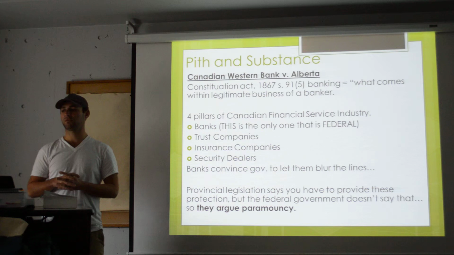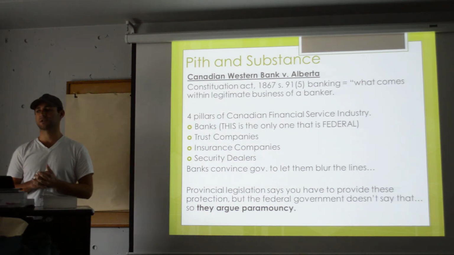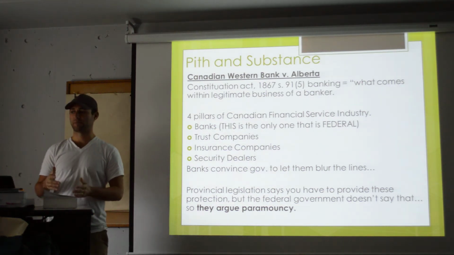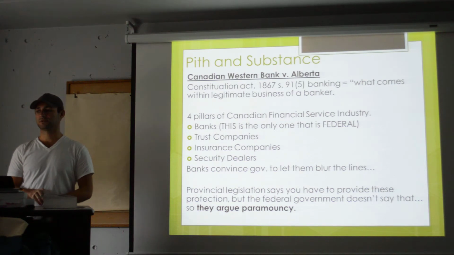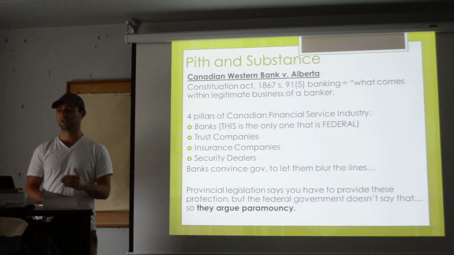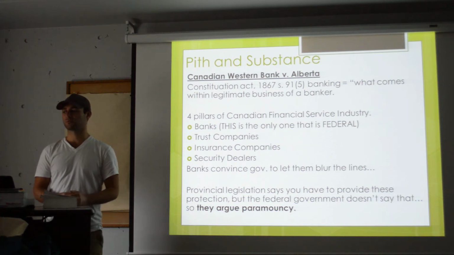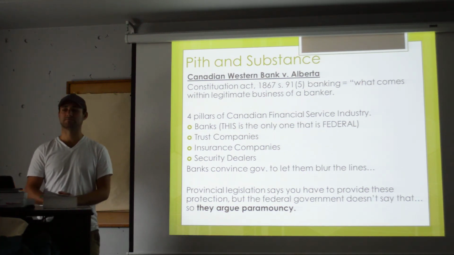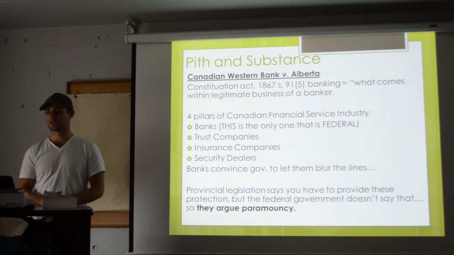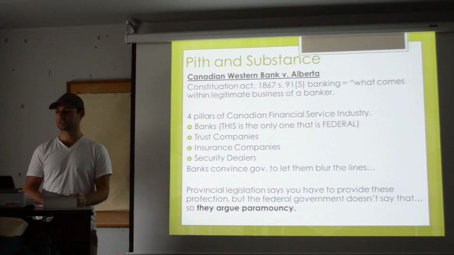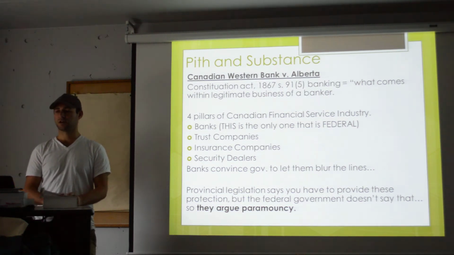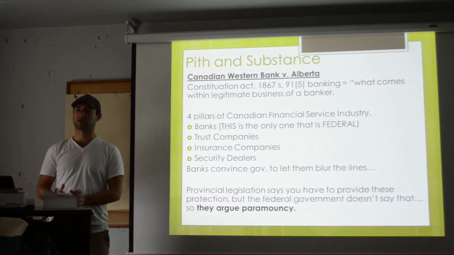They mentioned that there are four pillars of the Canadian financial services industry. Banks, this is the only one that is federal. There's also trust companies, insurance companies, and security dealers. Now, banks have managed to convince the government along the way to blur those lines and let them sell insurance, etc. So the provincial legislation says you have to provide certain protections when you're selling insurance. But the federal government doesn't say that.